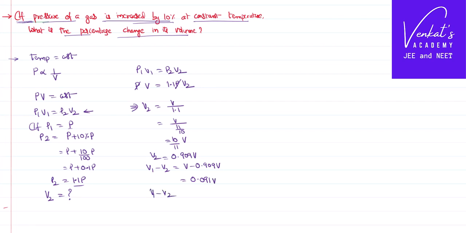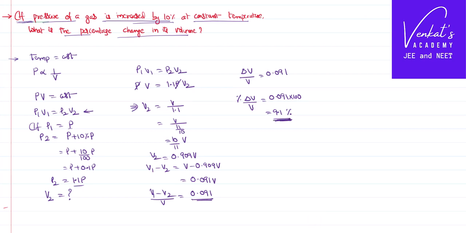So V1 minus V2 by V equal to 0.091. That implies change in the volume by original volume is 0.091. If you want the percentage, because the given change in the pressure is in percentage, you have to multiply that with 100. So that's going to be equal to 9.1%. This is the fractional change, this is the percentage change. So the percentage change is 9.1%.